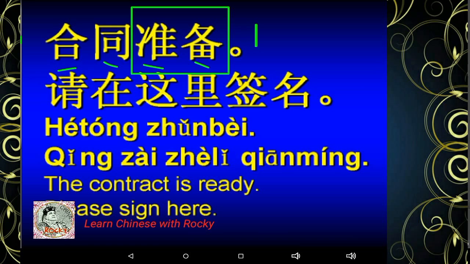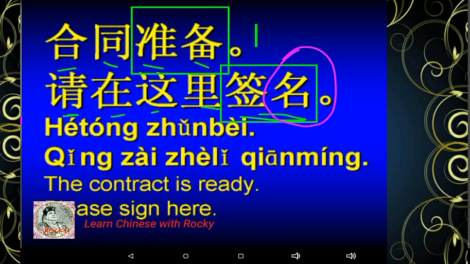Our next sentence is, please sign here. 请在这里签名. 签名 right here would be to sign, and Ming in particular, this word here, means your name, right? So to sign your name. 请在这里签名. Now let's put all the characters together, all right?